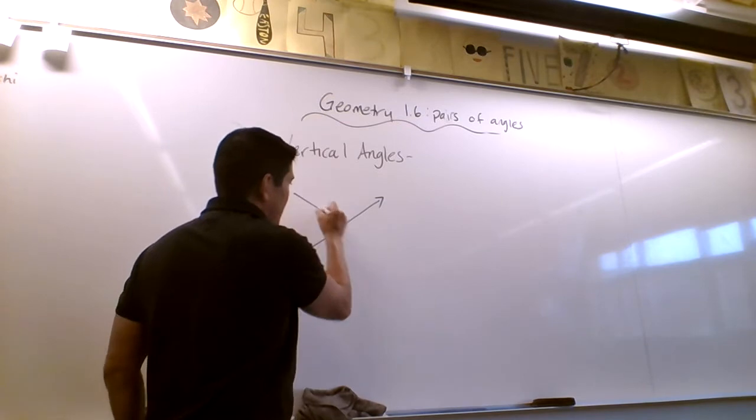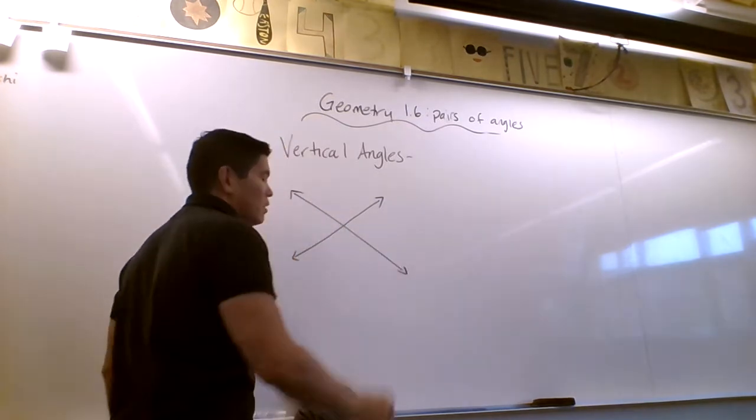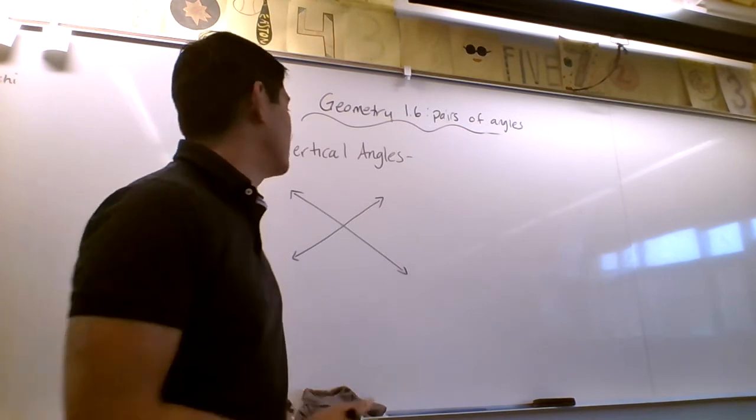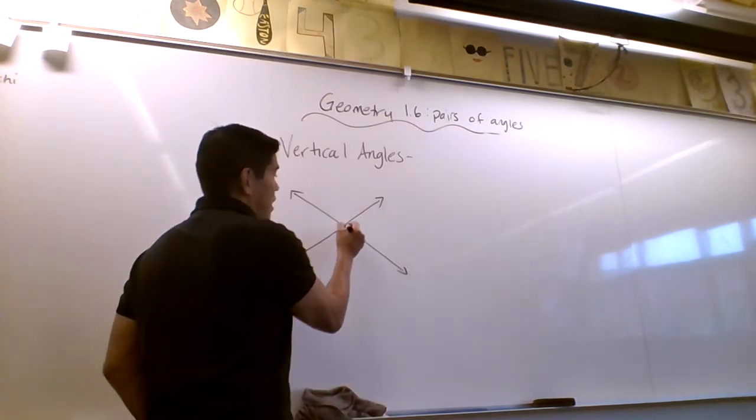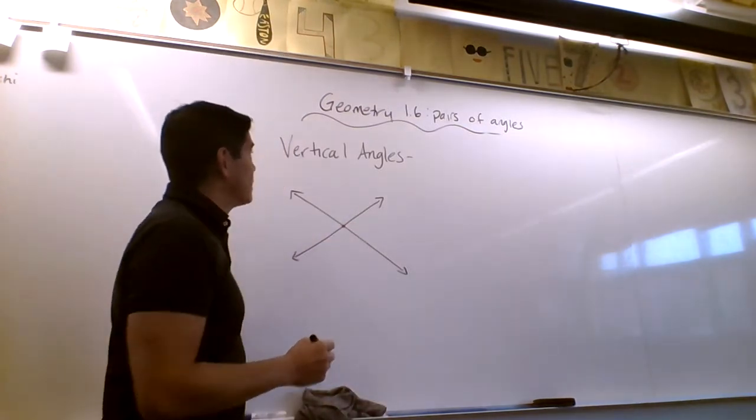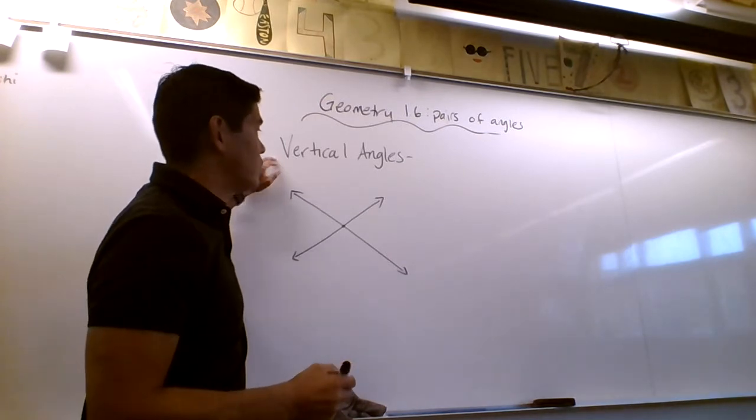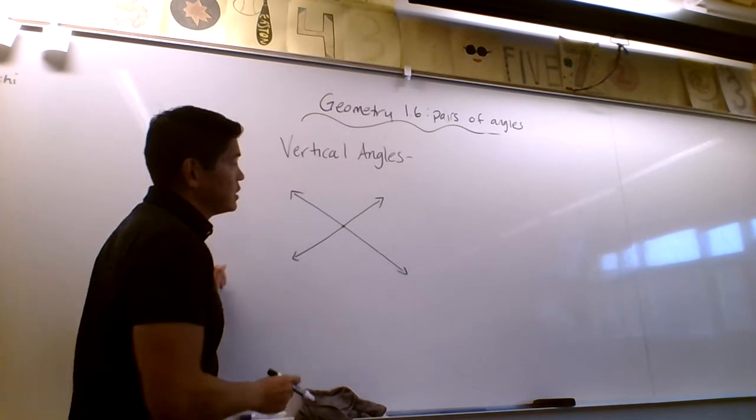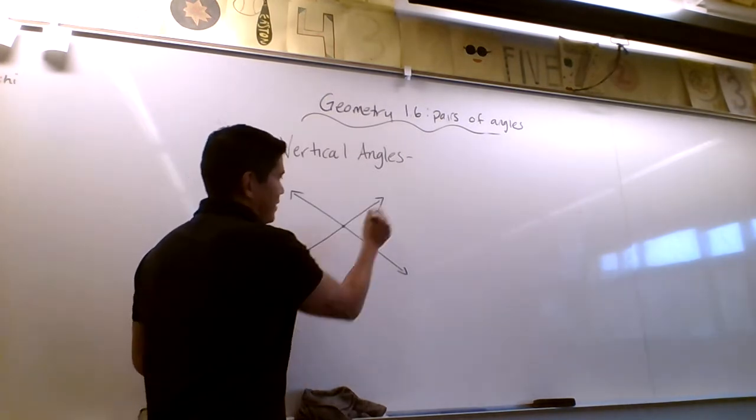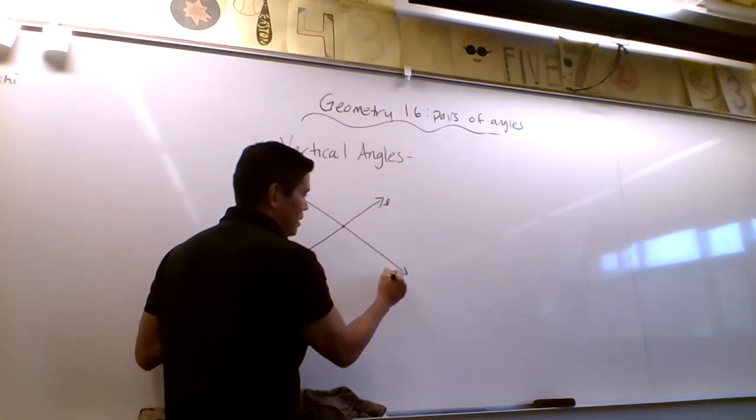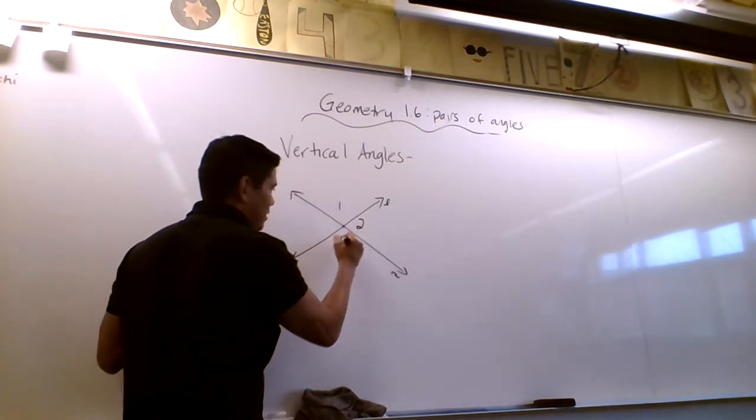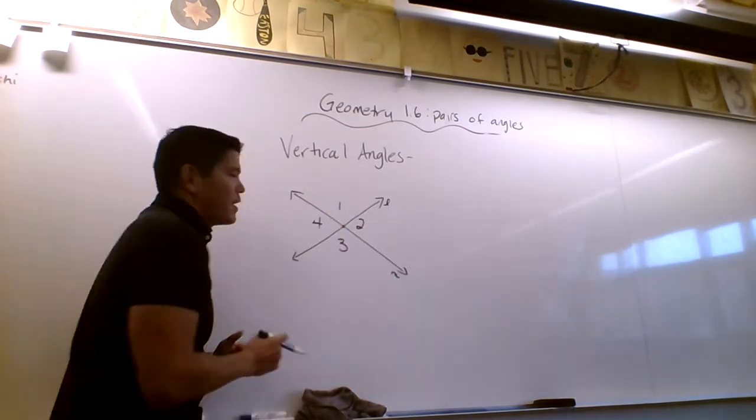We went over adjacent angles, next to, but then non-adjacent angles would be not next to or not sharing a common side. But vertical angles are a pair of angles formed by two intersecting lines that are non-adjacent. So in this diagram here, I have line L intersecting line M, and then there are four angles that I could take a look at. Angles 1, 2, 3, and 4.